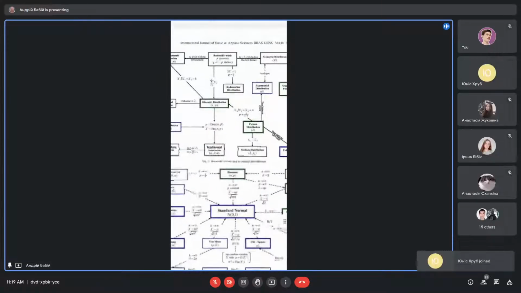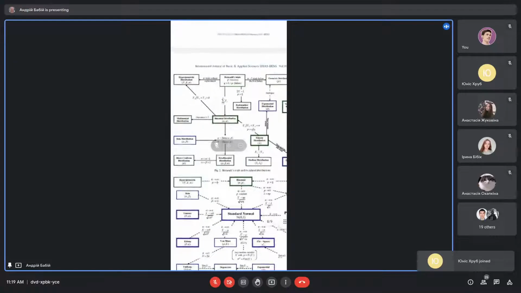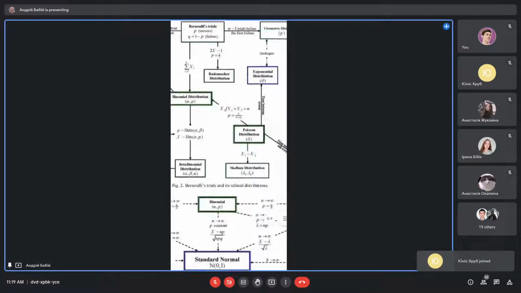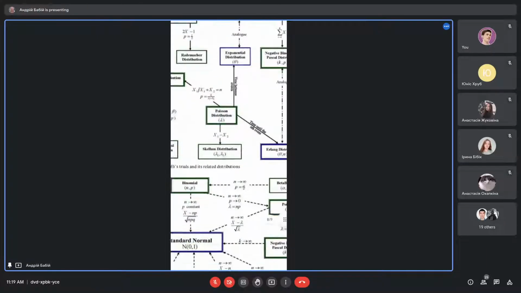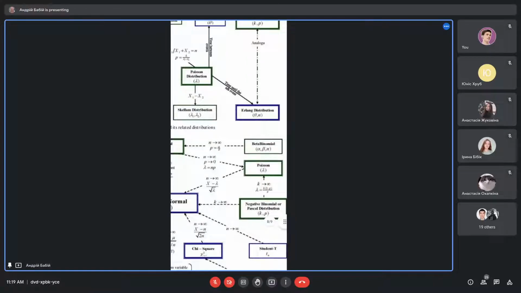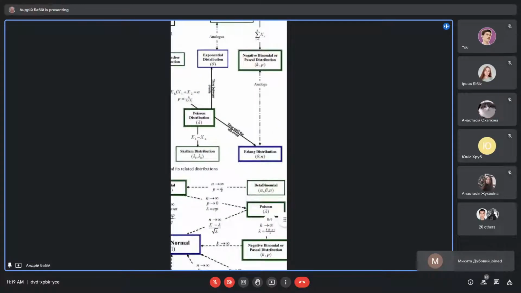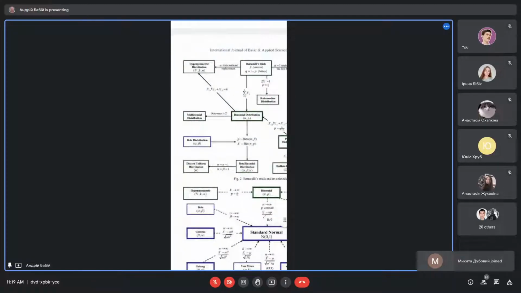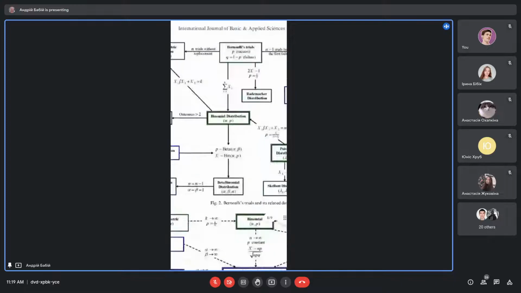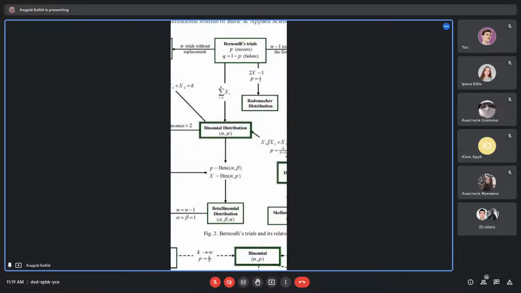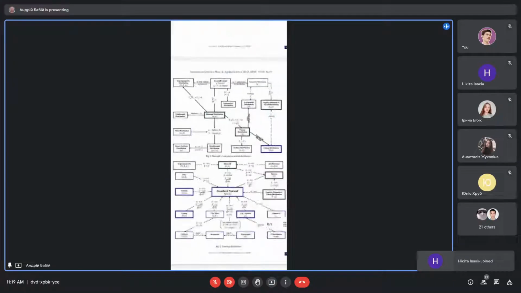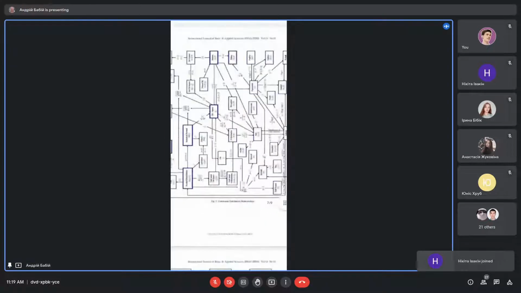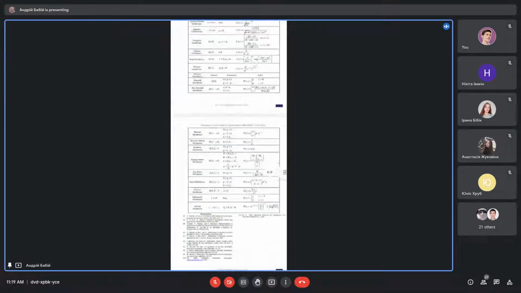Here you can see Bernoulli trial and related distributions. In the center, you can see binomial distribution. Also, you can see Poisson distribution, geometric, hypergeometric, and Bernoulli's trial distribution. So it's a good article to use like an encyclopedia about different kinds of distributions.